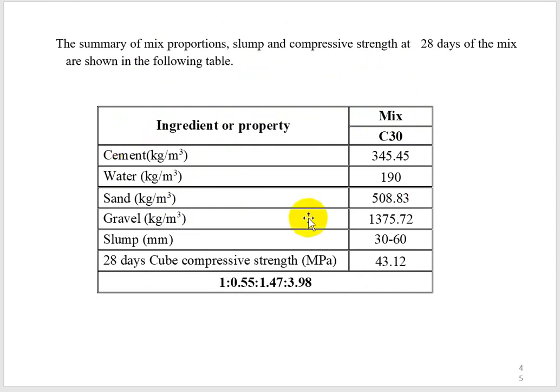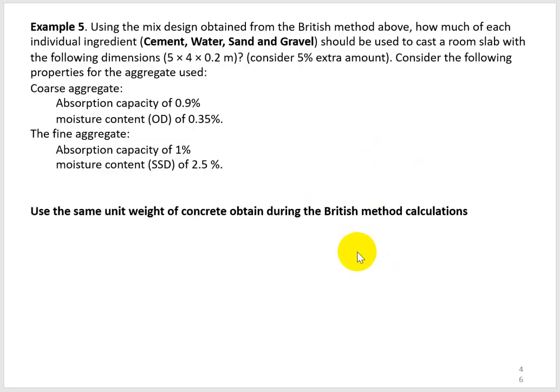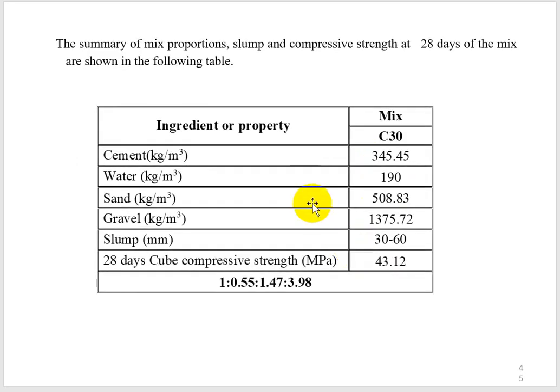Once we complete all these calculations, we could just fill that table, and also we could have these proportions made by dividing all this information and these weights over the cement weight. So 190 divided by 345, and so on and so forth. Okay, so that's it. That's for the example.